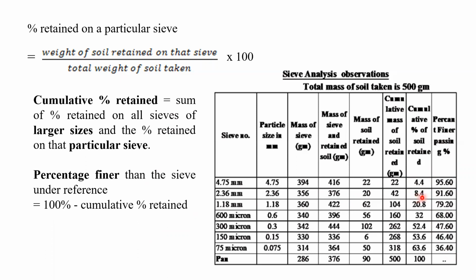Similarly, here the cumulative retention is 8.4%, and you subtract 8.4 from 100. What do we get? We get 91.6. That means 8.4% is retained on that sieve and 91.6% is passing through to the bottom sieves.